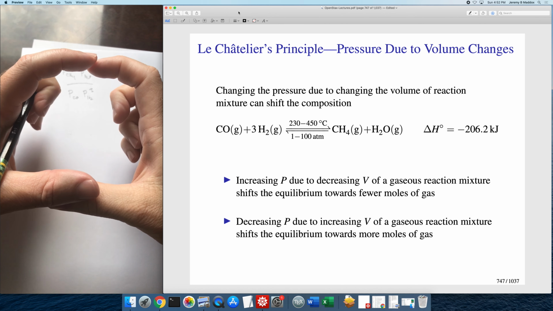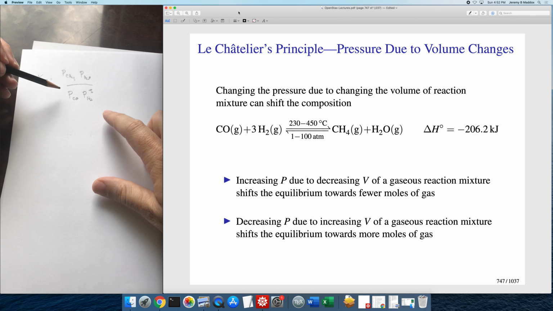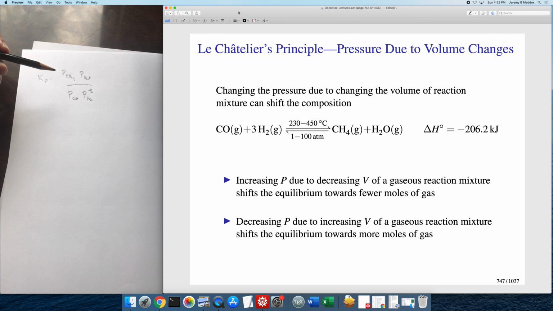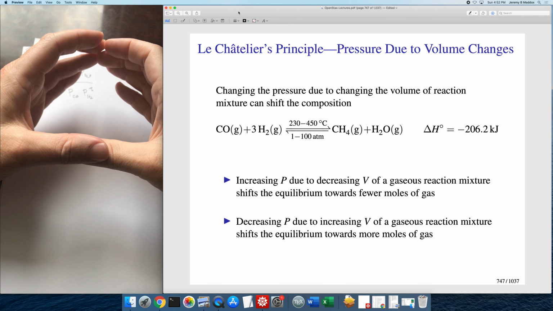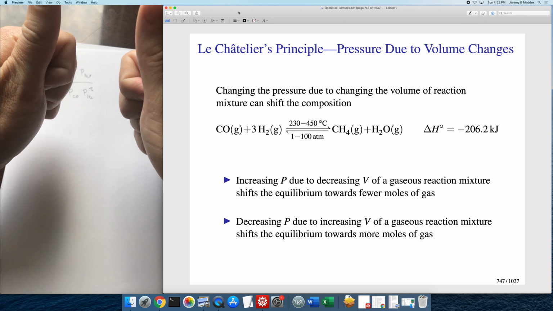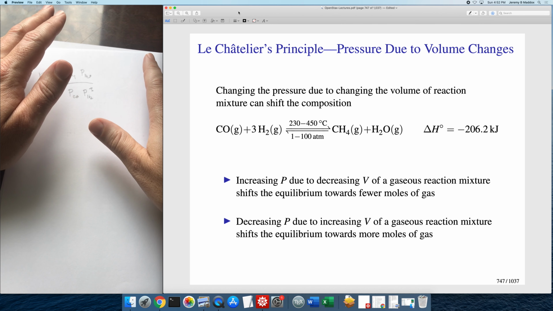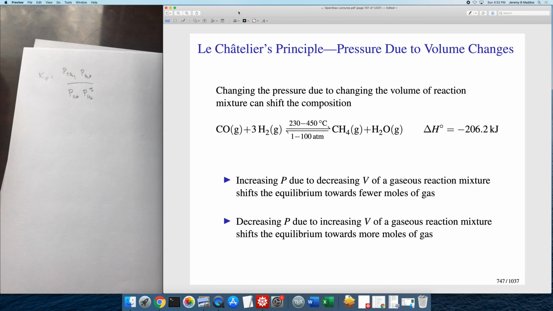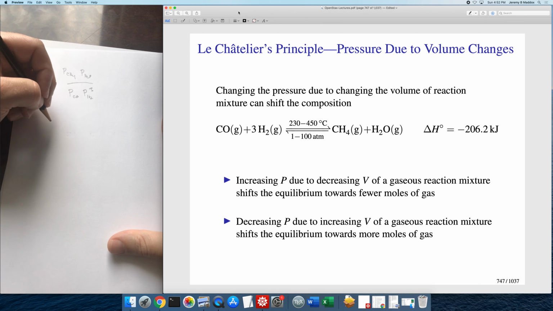If you take your volume and you squeeze it down, that's going to cause the partial pressures of all of the gases inside to go up. And so the system is going to respond by making fewer moles of gas. Let me say it again. You take your gaseous container and you squeeze it down. That causes the partial pressures of all of the gases to go up. As a consequence, the system responds by making fewer moles of gas. Which way the reaction will go will depend upon which side has more or fewer moles of gas.